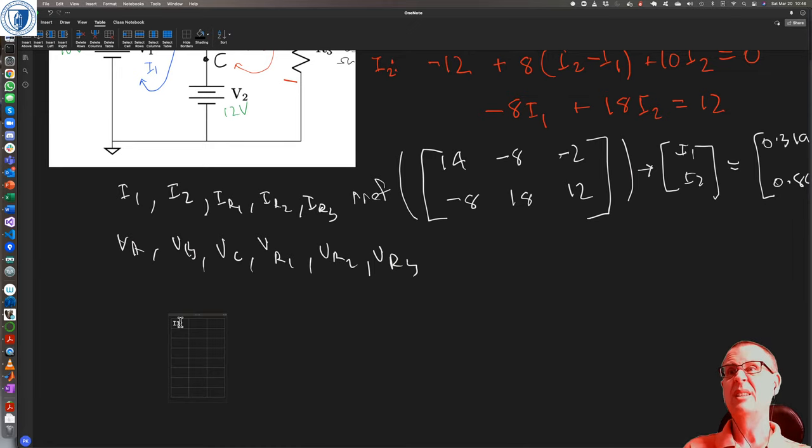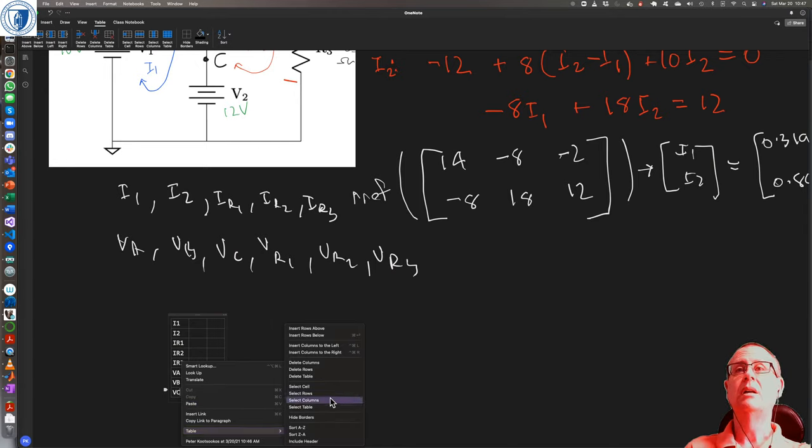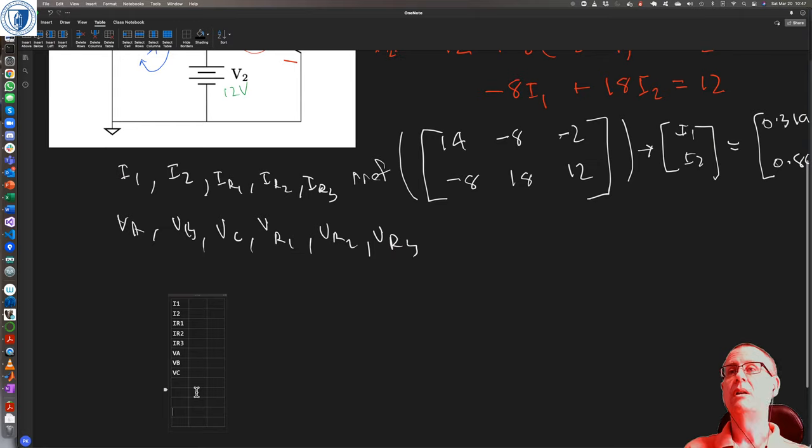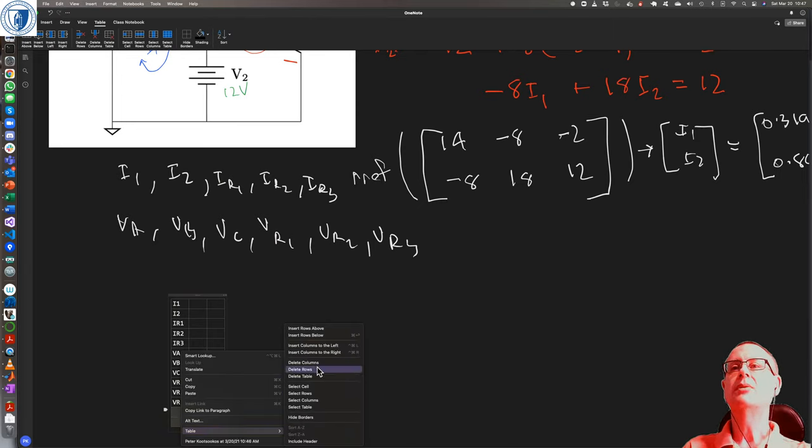Right, and we've got I1, I2, IR1, IR2, IR3, VA, VB, VC. And I want to see if I can insert rows below. Right, so we've got VR1, VR2, and VR3. And I think that's all we need. So I gave too many, so let's just delete those rows.